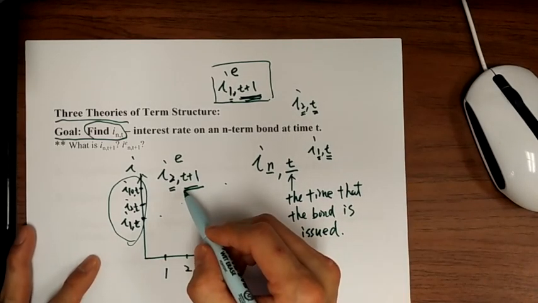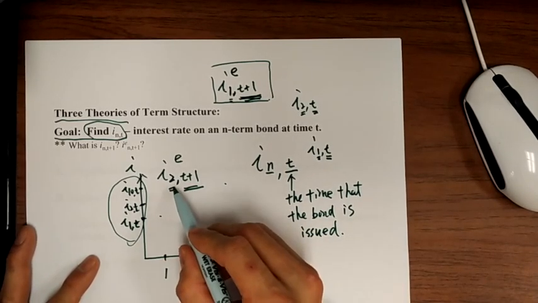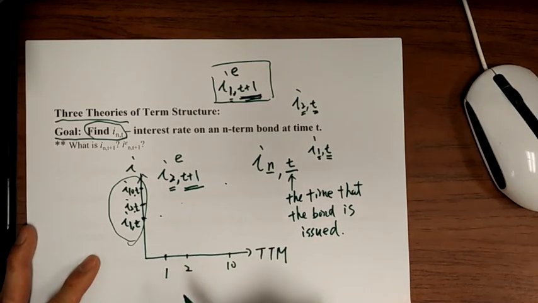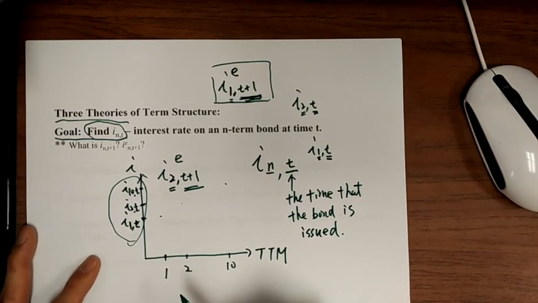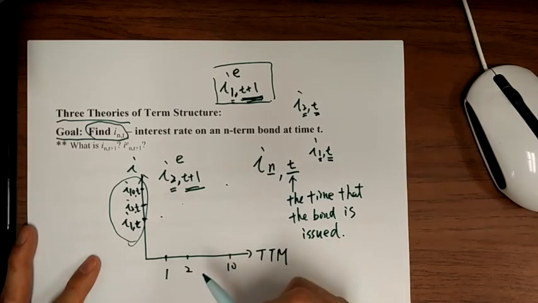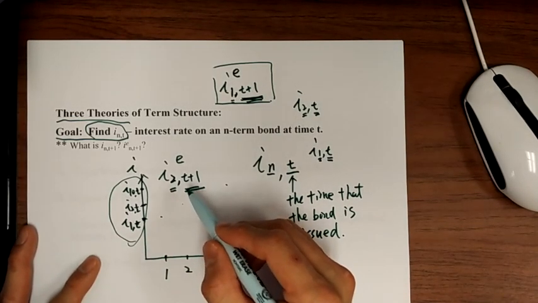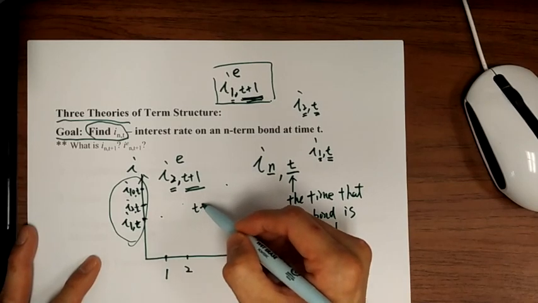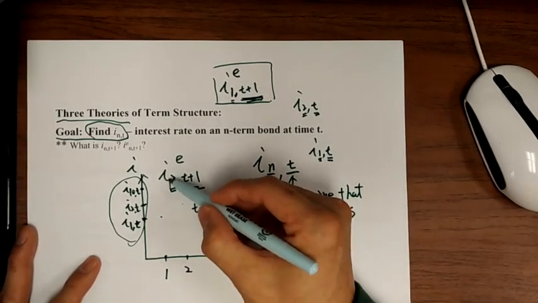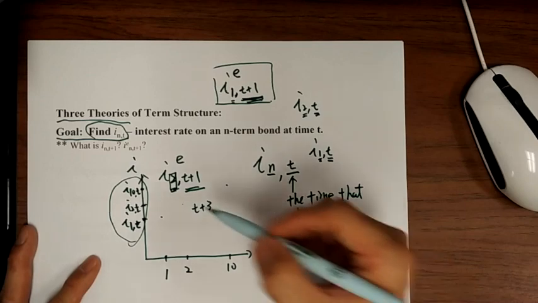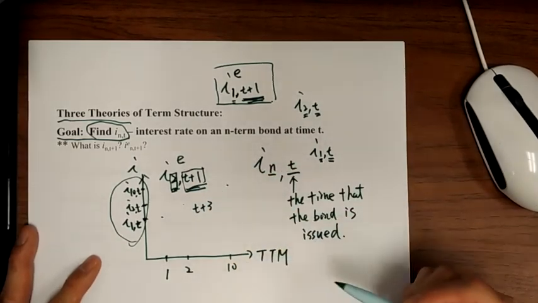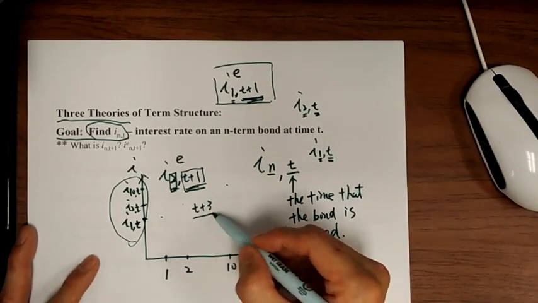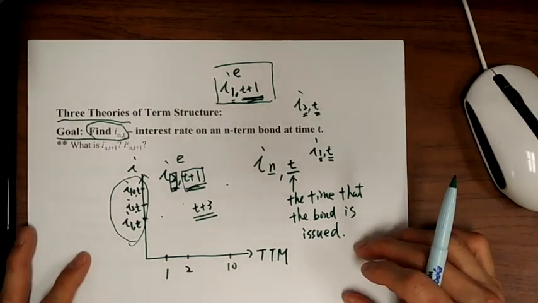Okay, let me ask you a question. When is this bond issued? The answer is next year. When is this bond matured? The answer is T plus 3, because this is a 2-year bond issued at time T plus 1. Therefore, it is matured in T plus 3.